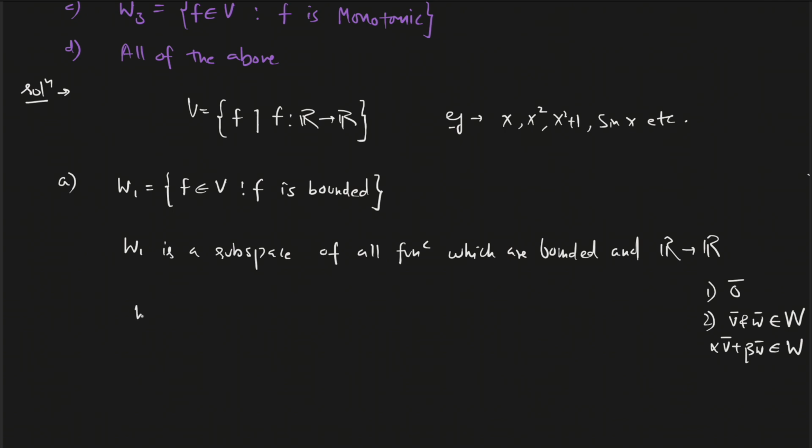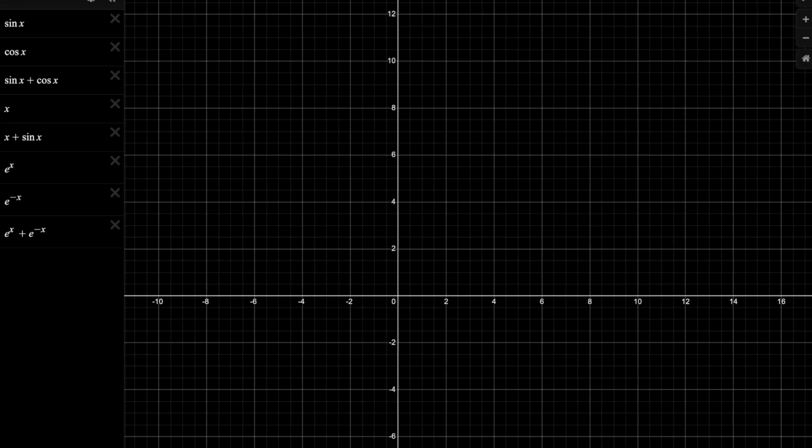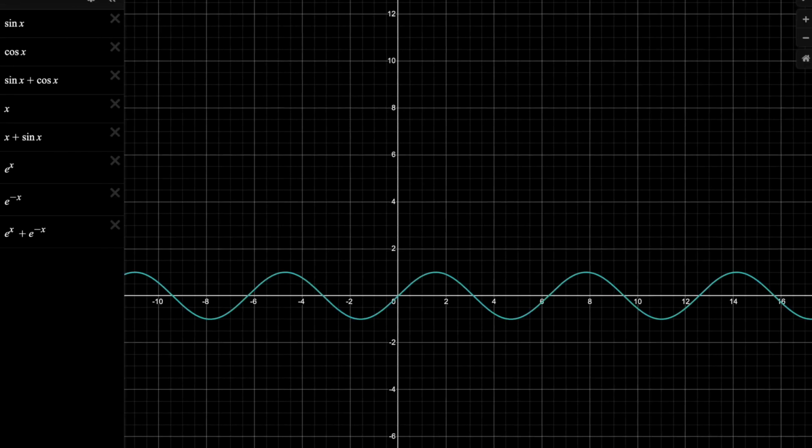So W1 is a subspace of V. Okay, so we can see this by an example. For example, I have this bounded function sin x. This is a bounded function, right? Because sin x belongs to the range -1 to 1. So it's a bounded function. You need to check the y-axis, not the x-axis, right? Because we need to check the output. So you can see the output is bounded from -1 to 1.